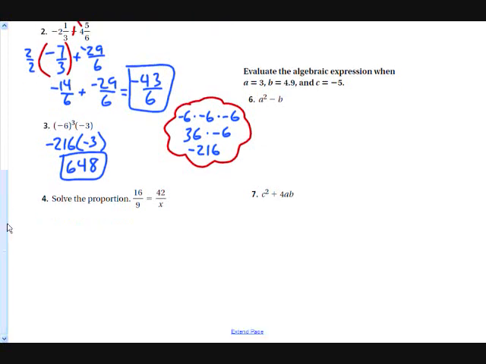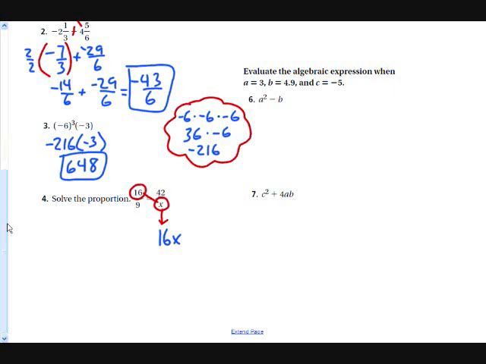Taking a look at number 4. Number 4, I have to solve this proportion. And remember, when I'm solving a proportion, what I want to do is cross multiply. And what that means, I'm just going to take one numerator times the other denominator. So here, I'm going to take the 16 times the x. And when I do 16 times x, I just write it as a 16x.